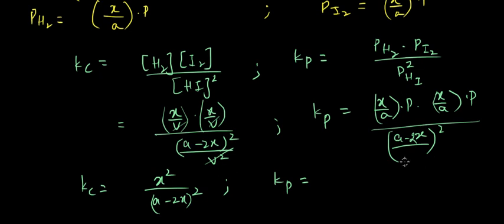I wrote it wrong here. This is (A minus 2x) upon A into P, squared. Okay, so now A squared from numerator and denominator gets cancelled. Similarly the case would be for P, so Kp again would be x squared upon (A minus 2x) squared.